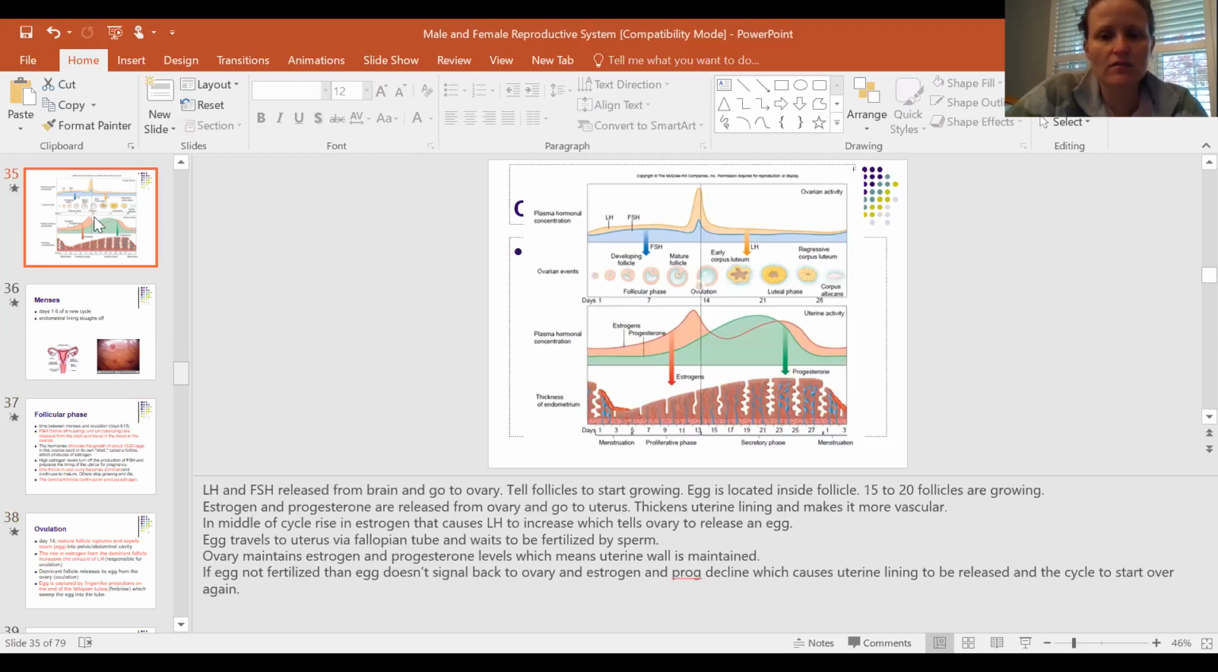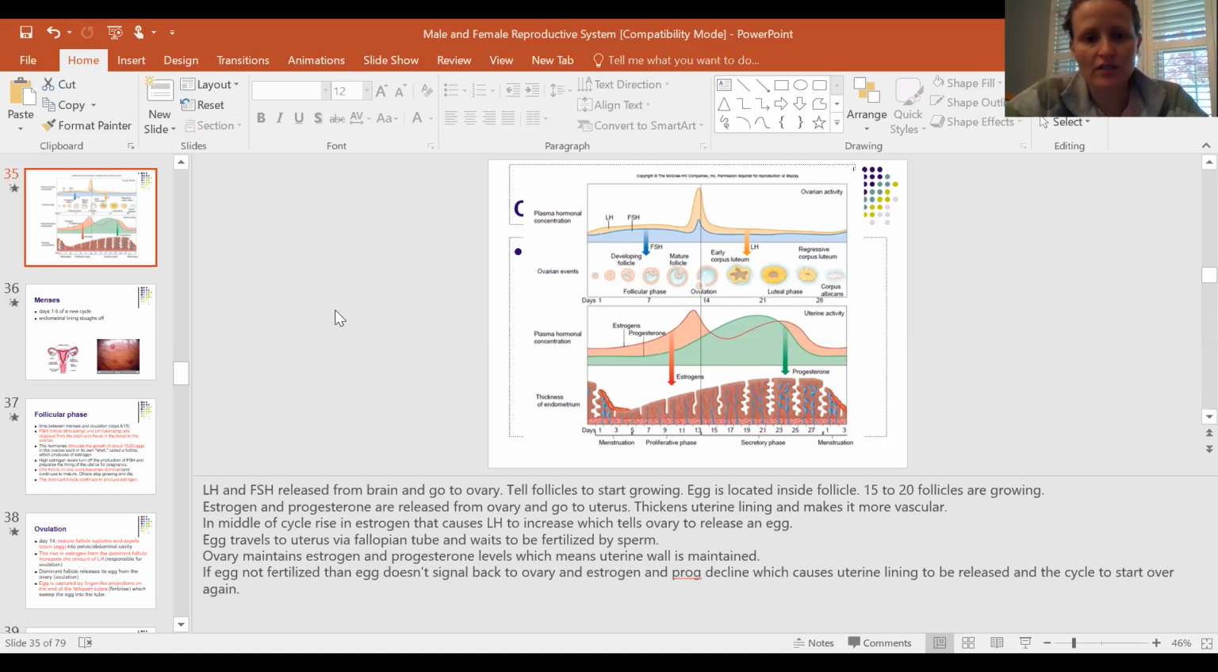But the gist of a menstrual cycle is that you have 2 different events going on simultaneously. You have luteinizing hormone and follicle stimulating hormone released from a woman's brain that goes down to her ovary and tells the follicles to start growing. Now, a follicle, remember, is basically a bunch of material that's around the egg. So the follicle starts growing. And every time a woman has a cycle, she might have 15 to 20 follicles growing at a time, which means every time she has a cycle, whether she gets pregnant or not, she's losing 15 to 20 eggs at the same time too.